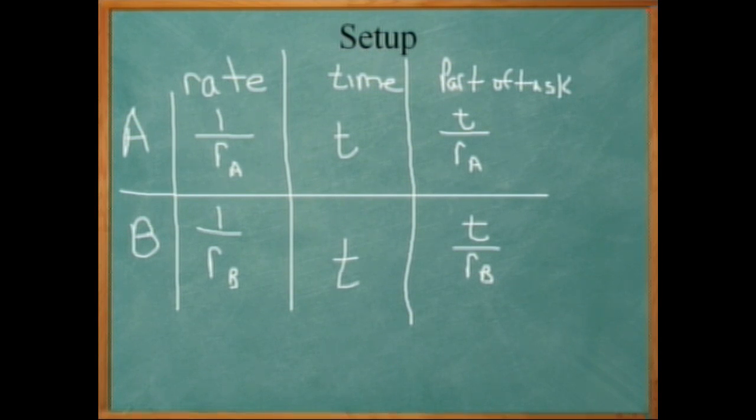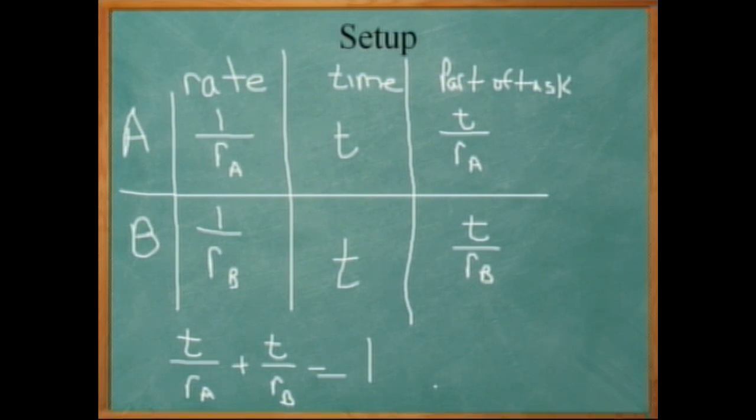Now the person with the faster rate is going to end up doing more of the work. But their part of the work, T over R sub A, plus the other person's part of the work, is going to equal the whole task, or 1. So that's how you set it up. The amount of time that they're going to be working together over their rate, plus the time over the rate of the second person, is going to equal 1 whole task completed.